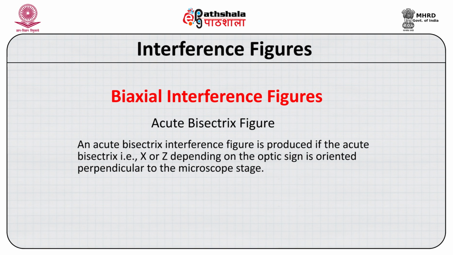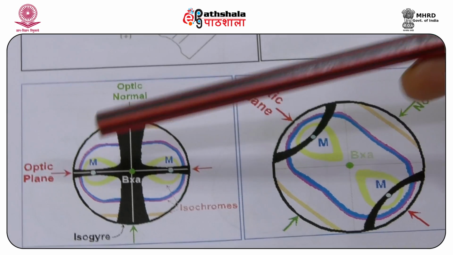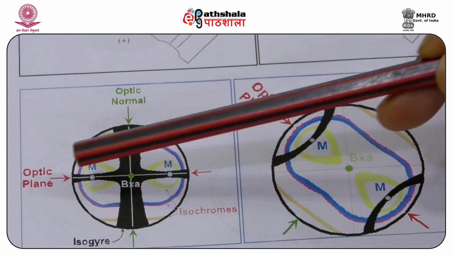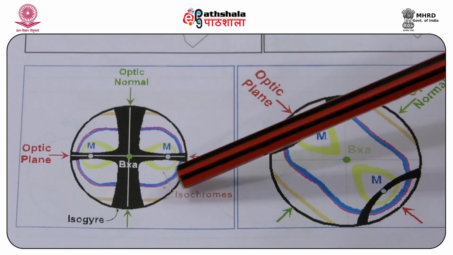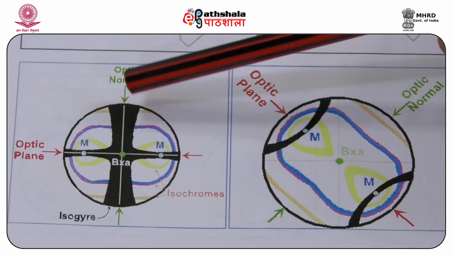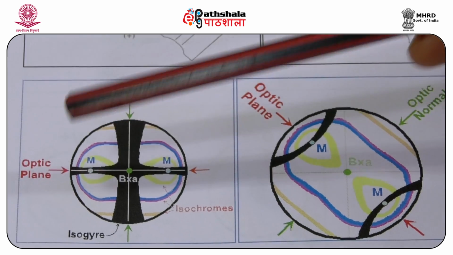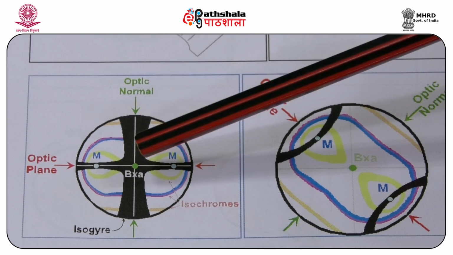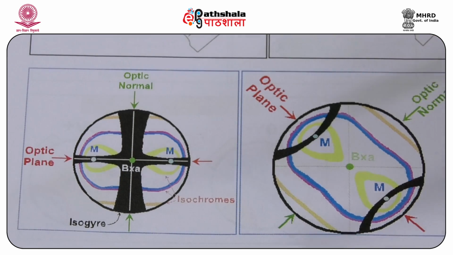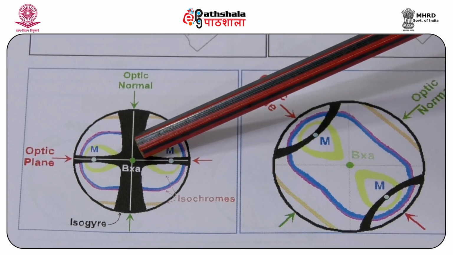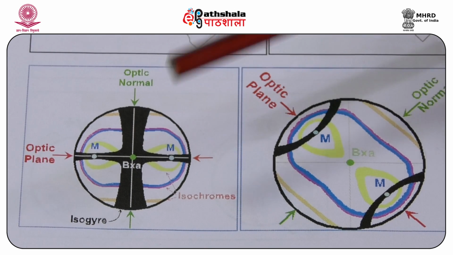the melatopes, that is the points of emergence of the optic axes, can be seen here in the diagram. The melatopes are here, we have the isogyres here, and these are the isochromatic colored rings which we call isochromes. This is the direction of the optic normal. Here we have the optic plane, and we have a vertical acute bisectrix which is perpendicular to this plane of the diagram which we are observing.